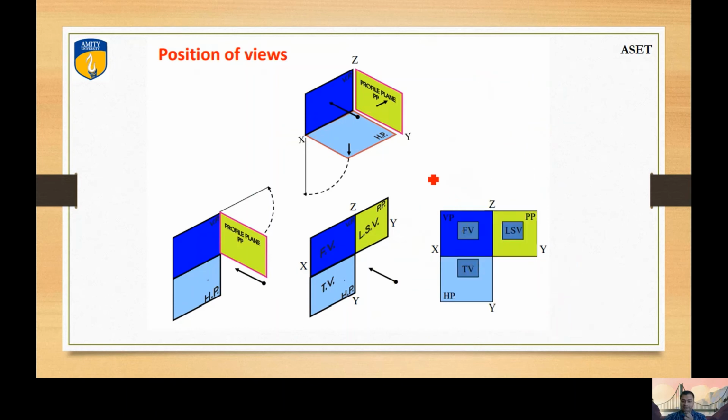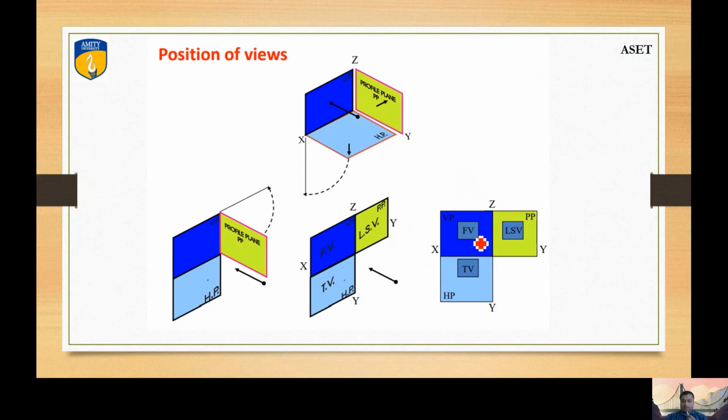Keep in mind, I am repeating, this is very important. In the first angle, front view is above XY, top view is below XY, and the left side view is on the right side of the front view. So this is the position of the views in the first angle. Again, front view is above XY, top view is below XY, and the left side view is on the right of the front view, right?